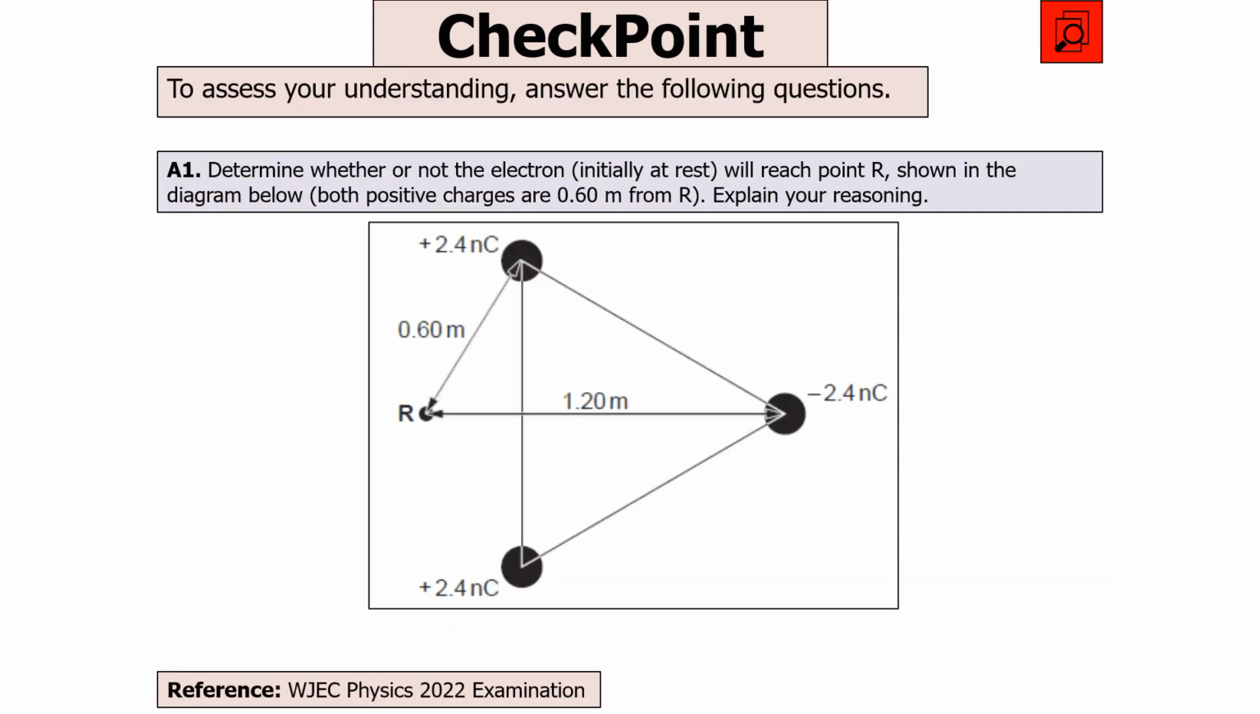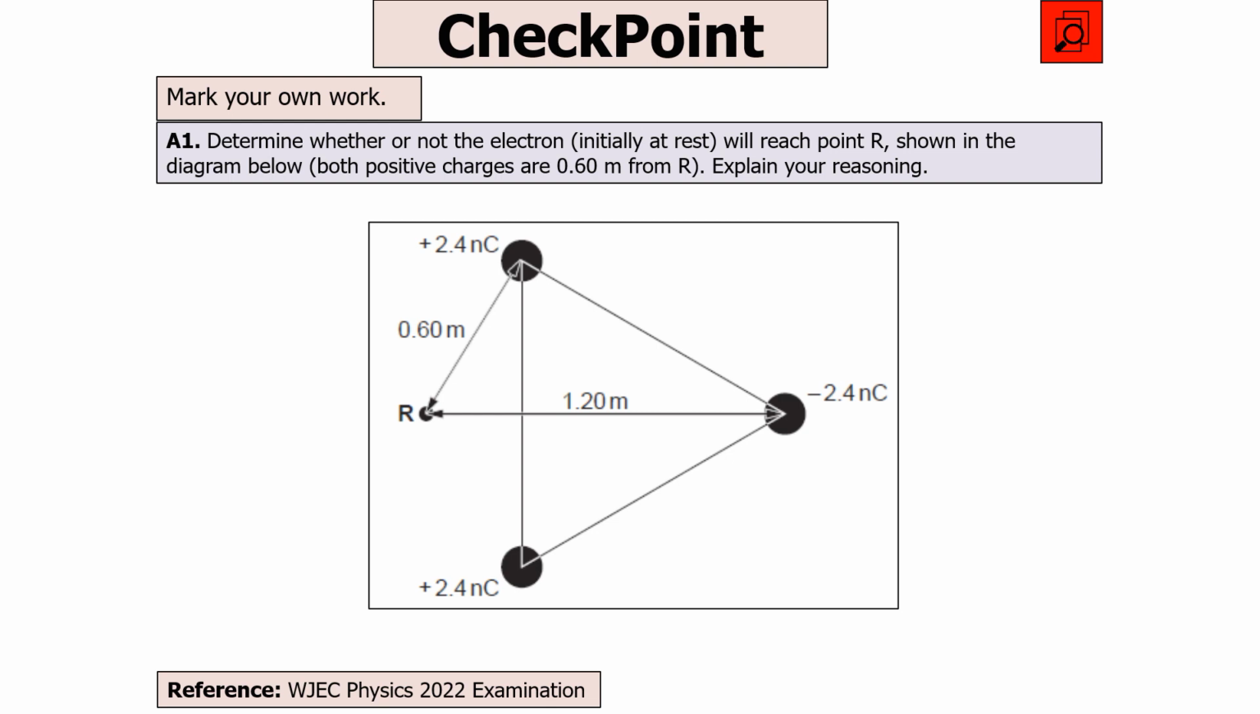The next question says, determine whether or not the electron initially at rest will reach point R shown in the diagram below. Both positive charges are 0.60 meters from R, and explain your reasoning. So pause the video now, then unpause the video when you want to go through your answer.